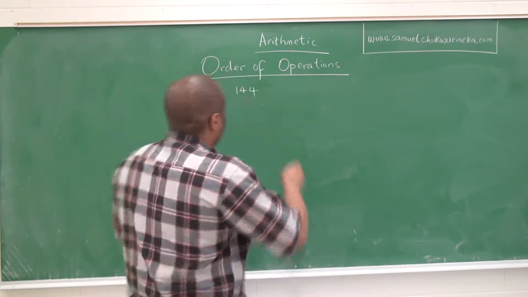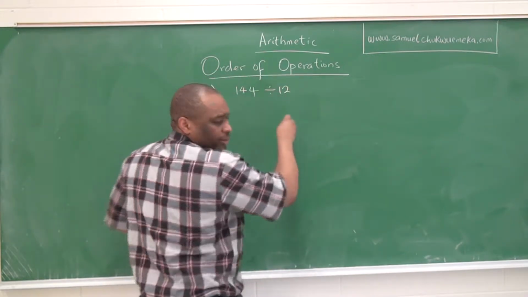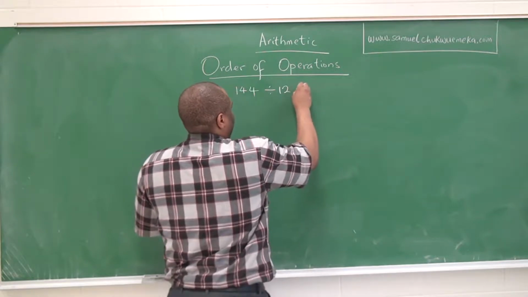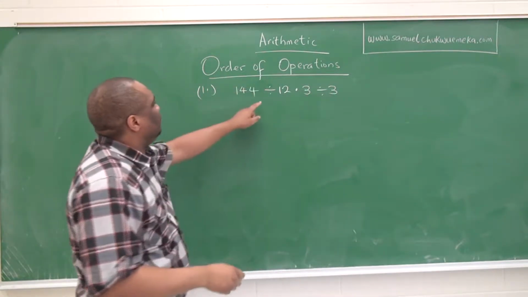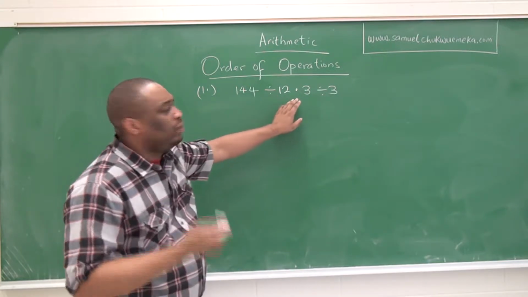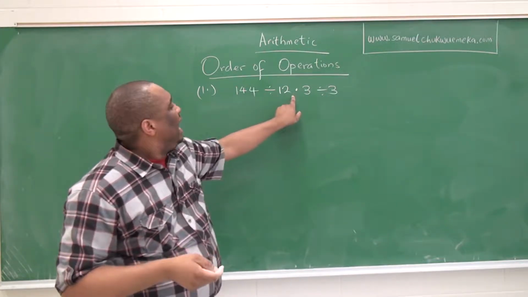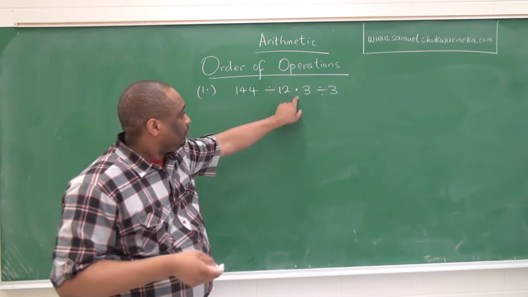Okay, 144 divided by 12 times 3 divided by 3. Okay, now we have two operators here, division operator and the multiplication operator.